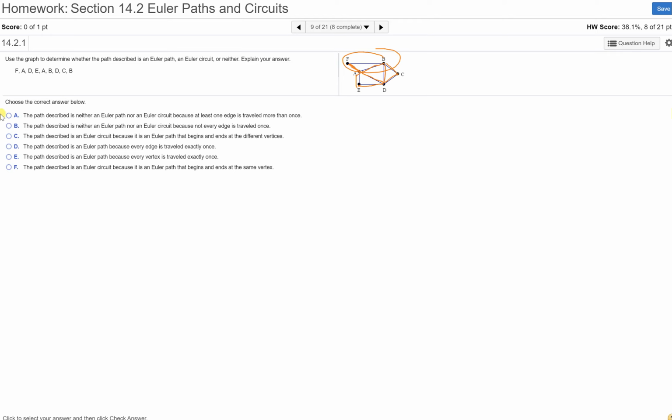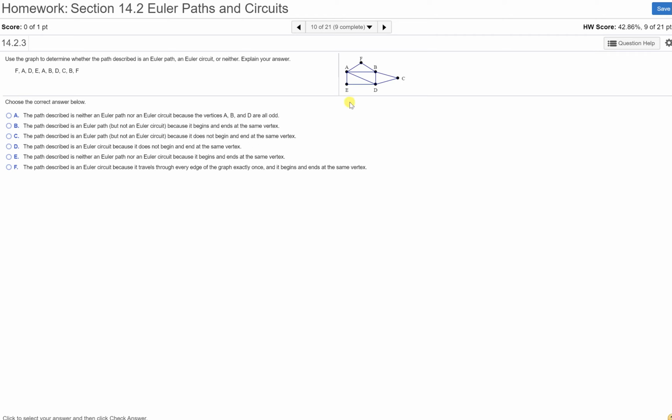So the path described is neither an Euler path nor a circuit because at least one edge is not traveled over once. It's this one probably. Because not every edge is traveled once. It's B. Oh, I gotta get rid of the drawing. Clear. And put B. Okay. Simple stuff, right, guys?